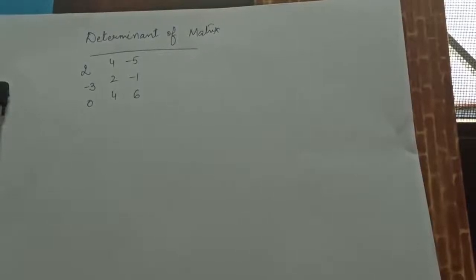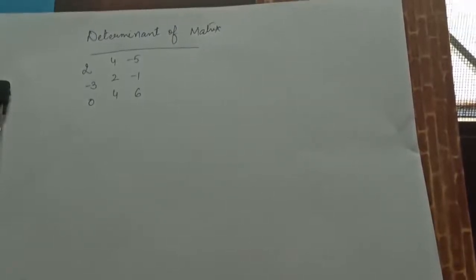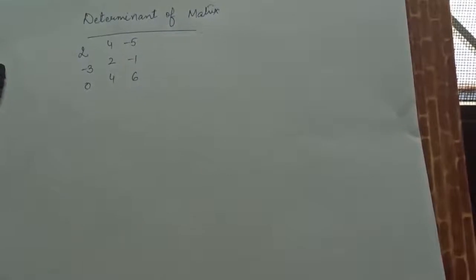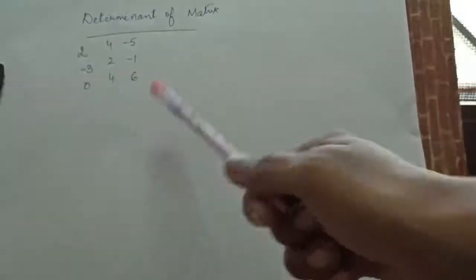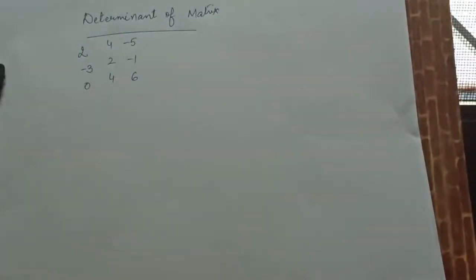Let us discuss the determinant of a matrix. Now, determinant is a scalar quantity attached to a square matrix. Thus, with every square matrix, there is an associated scalar quantity which is called the determinant of the matrix. Very simply, suppose this is an example and we have to calculate the determinant.